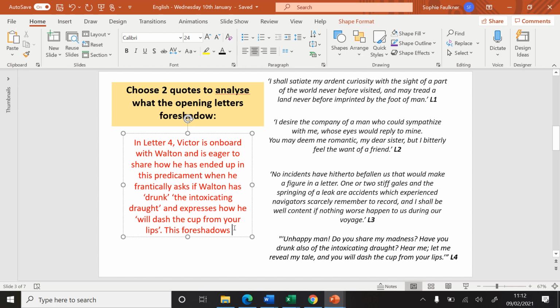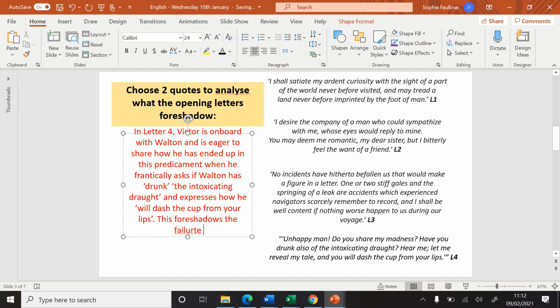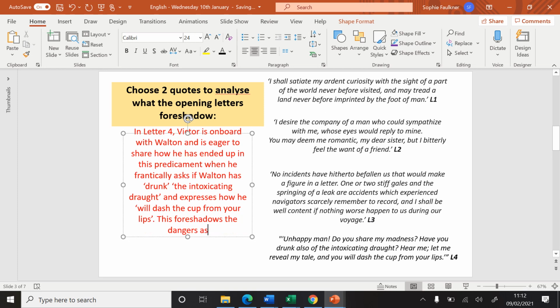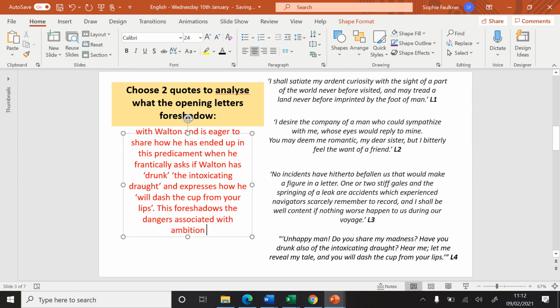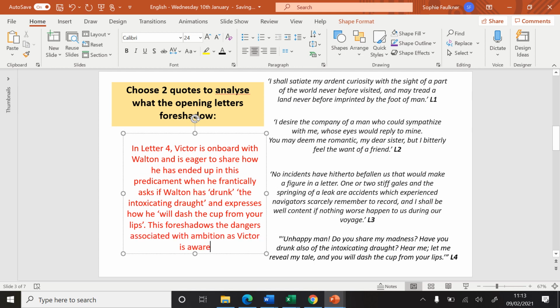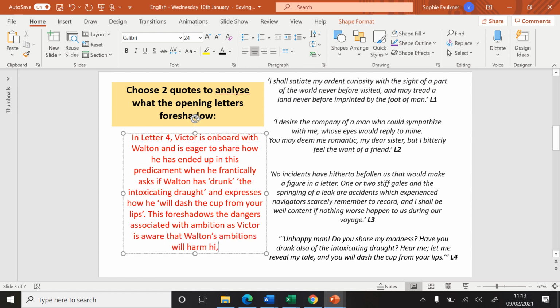So I'm going to say this foreshadows the failure or maybe the dangers associated with ambition. This foreshadows the dangers associated with ambition, as Victor is aware that Wharton's ambitions will harm him like his did.